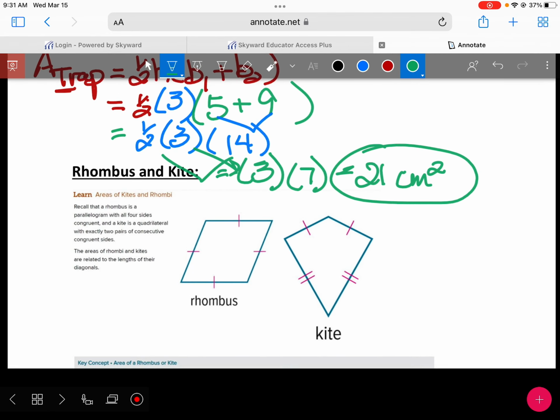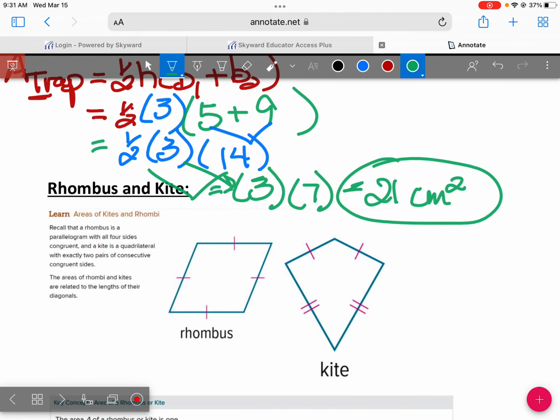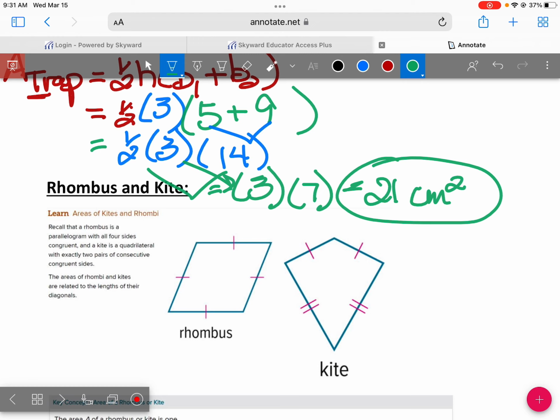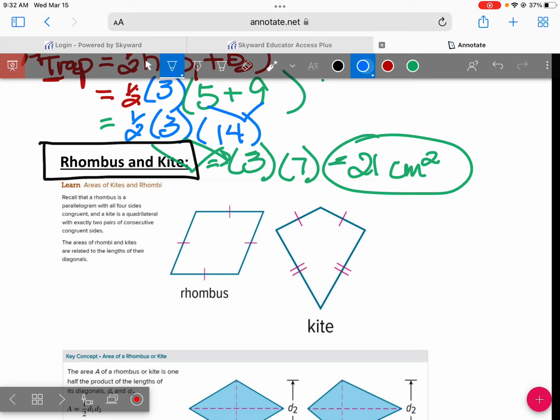And let's go down to our final 2 quadrilaterals of the day. Only one. Nope, 2. We're doing 2. Rhombus and kites. Kite. Let's go fly a kite.